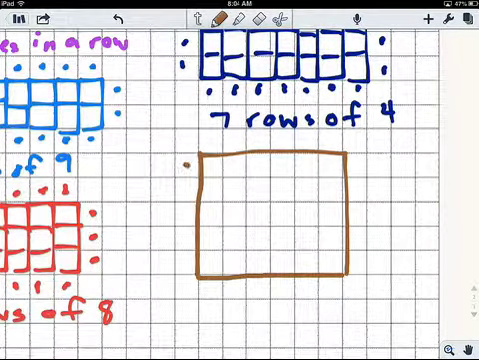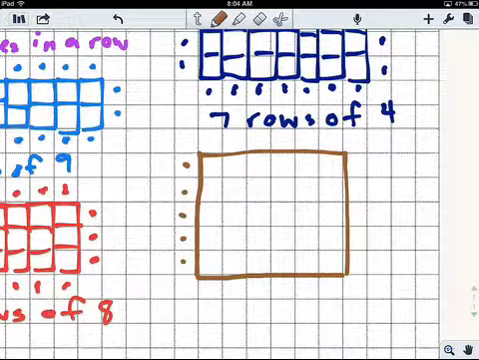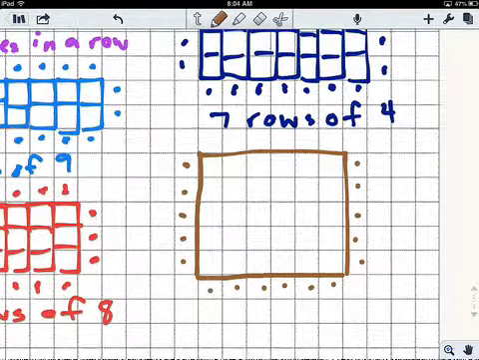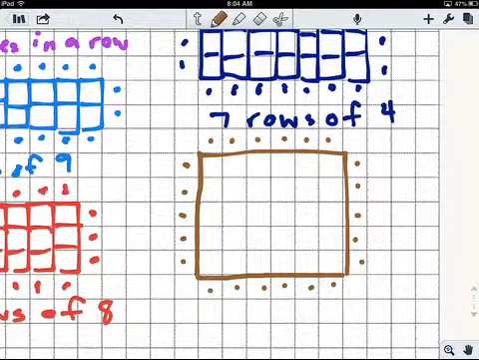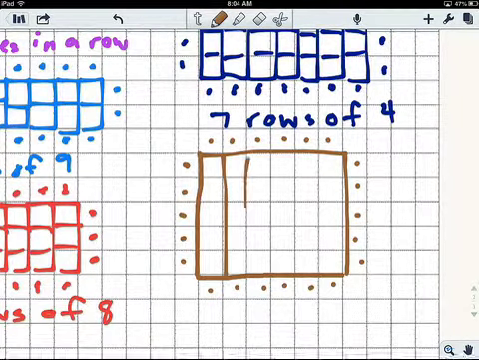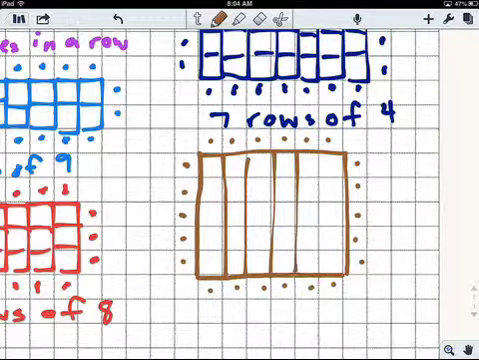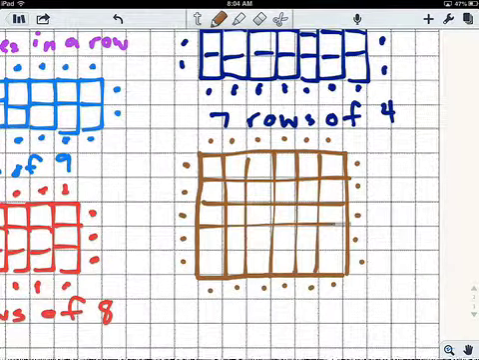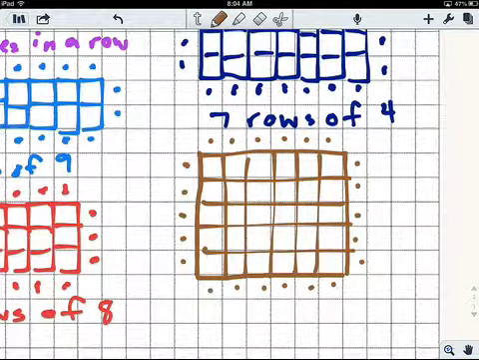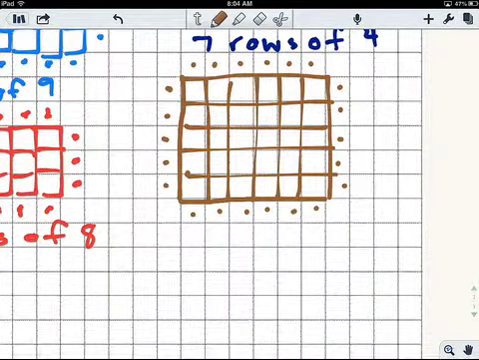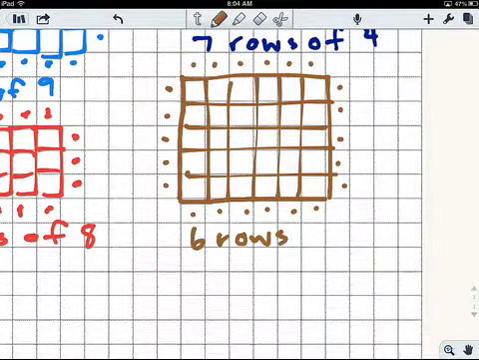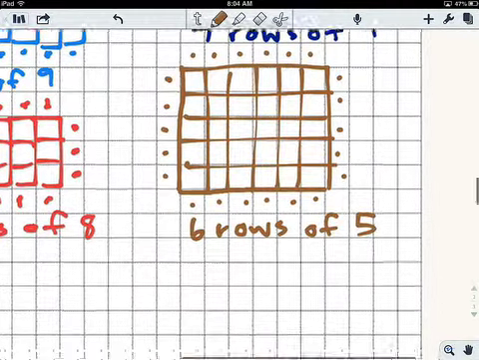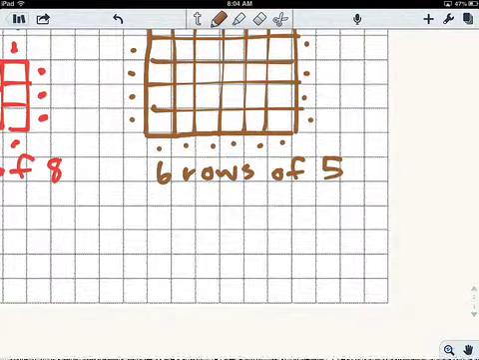So I'm just going to test 1, 2, 3, 4, 5, 6, 7, 8, 9, 10, 11, 12, 13, 14, 15, 16, 17, 18, 19, 20, 21, 22. I was totally right. I love being right. Just draw in all the tables here. And so that is 6 rows of 5. And so I'm thinking through this.